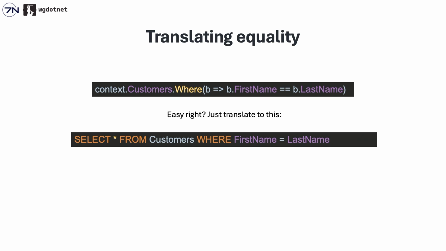So it's very obvious, let's just translate to where first name equals last name. Obviously, if I'm asking this, then it's not that easy. Can somebody tell me in which case it's not going to work? In which case is this translation inaccurate? Correct, exactly. When both of these are null, then C# will return those customers because null equals null in C#, but null does not equal null in SQL.